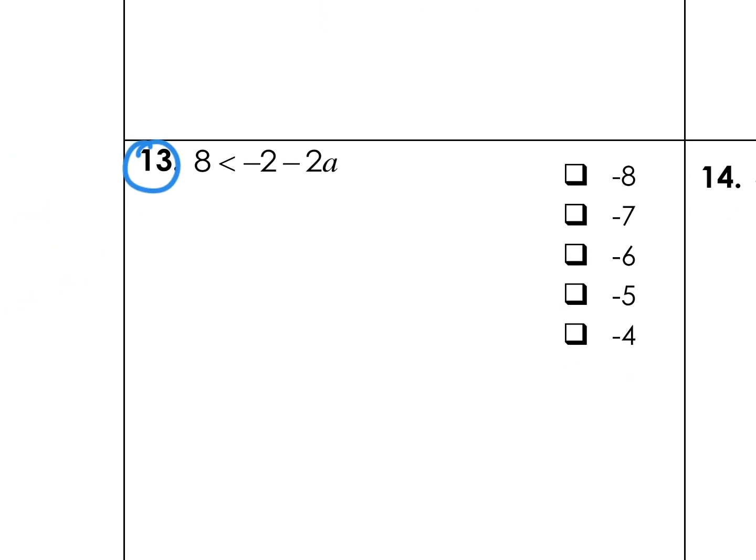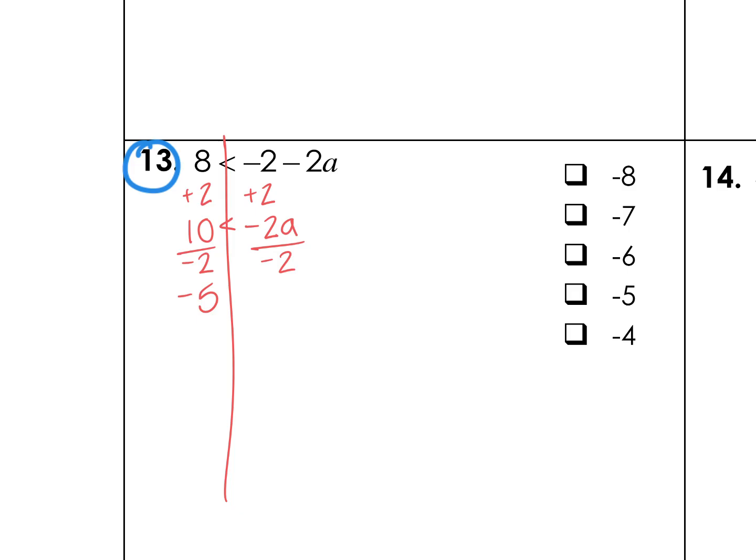Last one. First thing after you draw your line, I want to get rid of this -2. To do that, I'm going to add 2 to both sides. 8 plus 2 is 10. I did not multiply or divide, so I keep the sign. Bring down my -2a. To release these, I'm going to divide both sides by -2. 10 divided by -2 is -5.